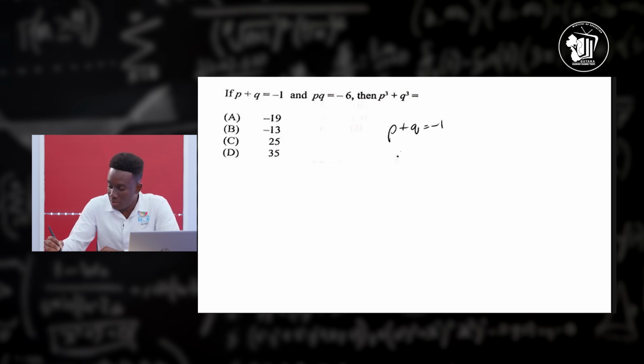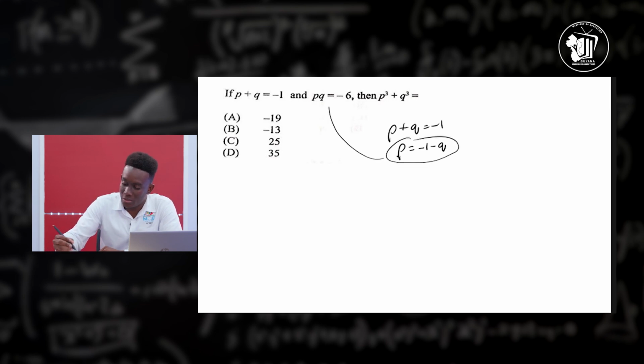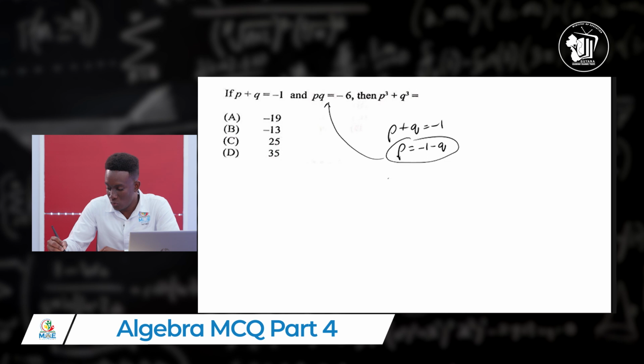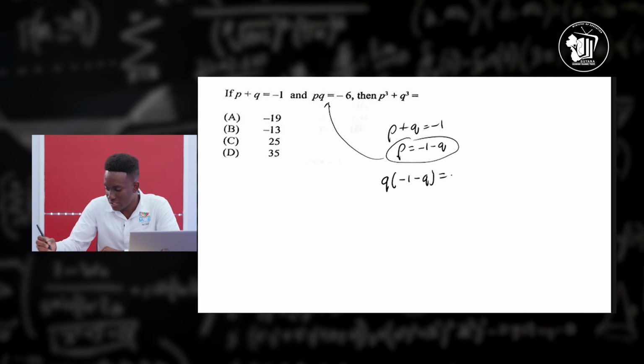So therefore we know P would be equal to, since Q is being added, we subtract, so we'll have -1 minus Q. Since P is equal to this, we can take this value for P and put it in this equation. So instead of P multiplied by Q, we'll have Q multiplied by the value of P, which is -1 minus Q, and that should be equal to -6.